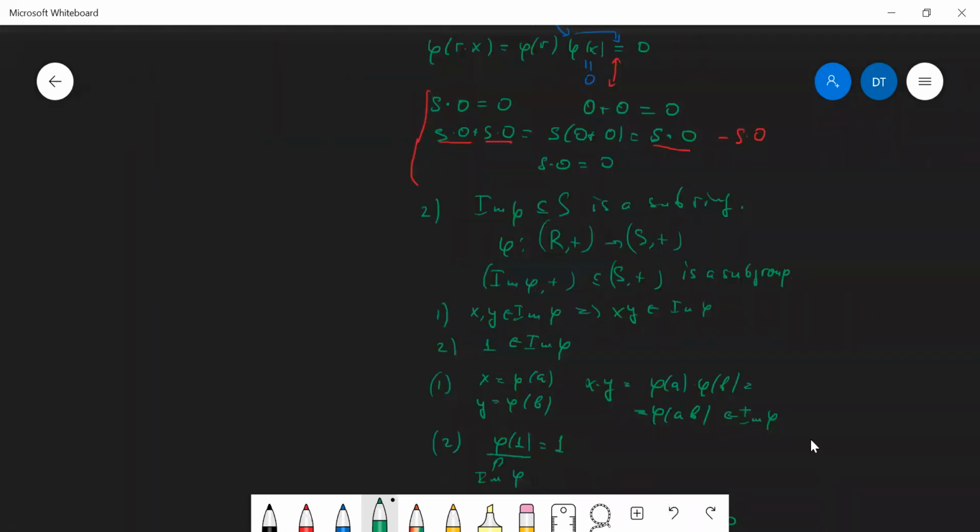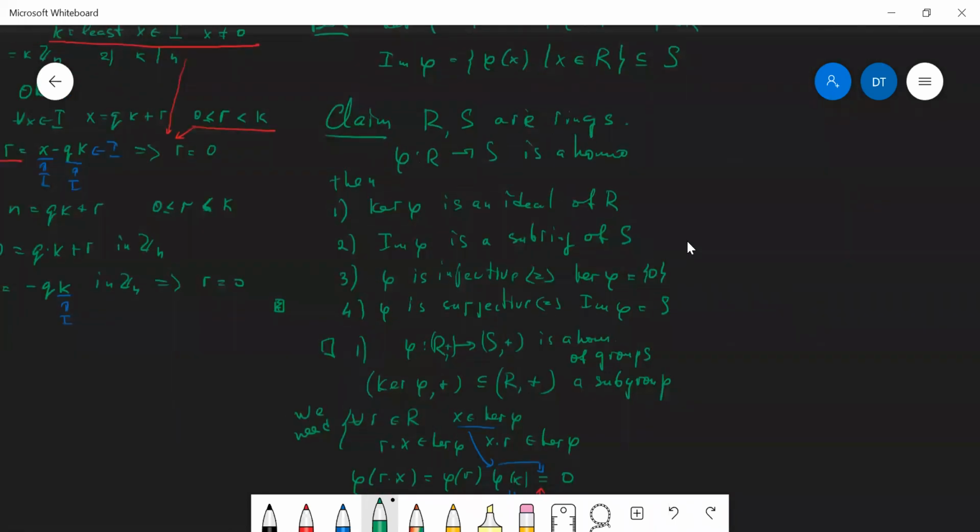So let me show you what we have proved. We proved this result that if we have a homomorphism between two rings, then the kernel is an ideal, and the image is a subring. To check that phi is injective, we just need to check that the kernel consists of the 0 element. And for surjectivity, we just need to compare the image and the right-hand side, which is S.